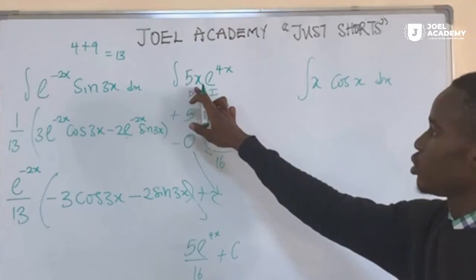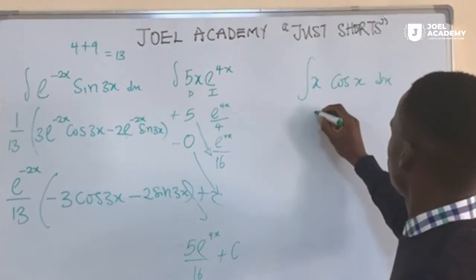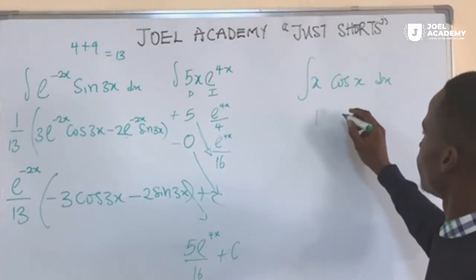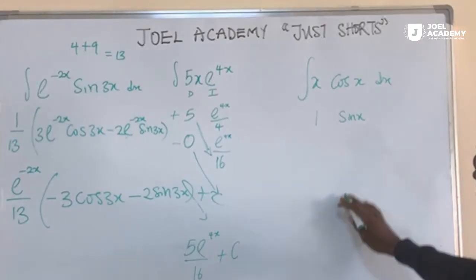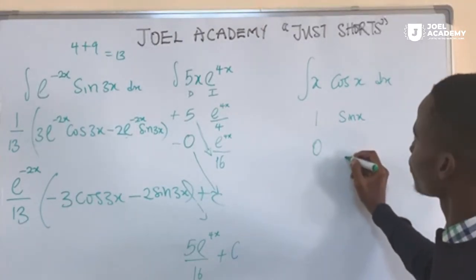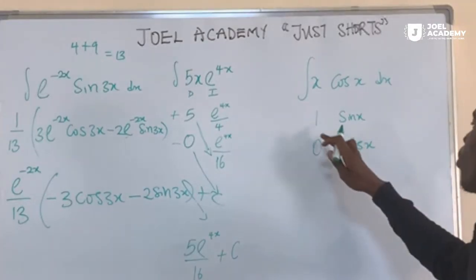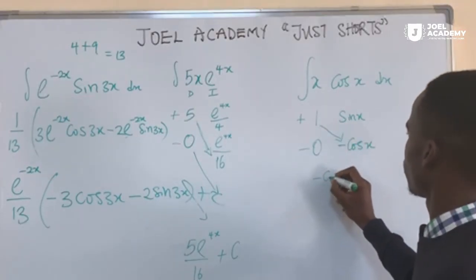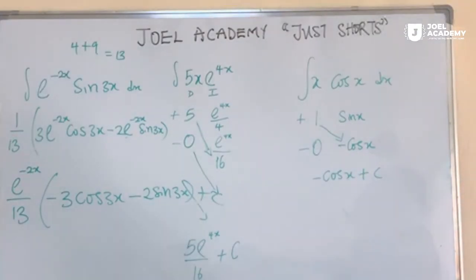Now remember what I told you, what to do in case you have x. So what we do is differentiate x, you have what? 1. Integrate cos x, you have what? Sin x, right? So differentiate 1, you have what? 0. Integrate sin x, you have what? Minus cos x. So it means this plus, this minus, right? 1 times minus cos x, minus cos x plus what? C. So it keeps on going like that, diagonally.